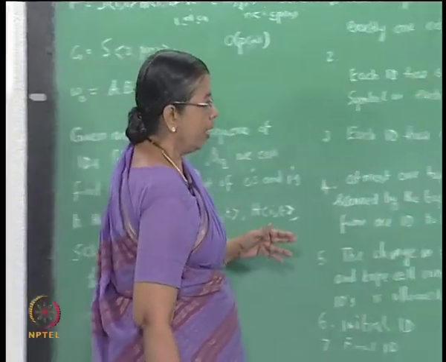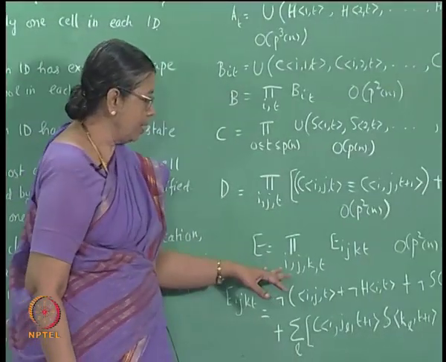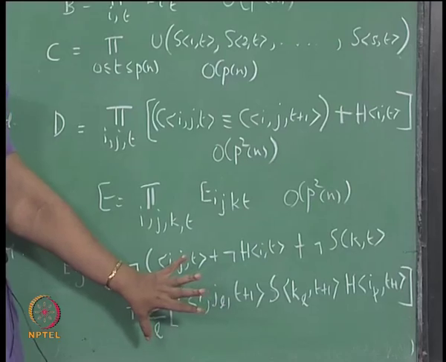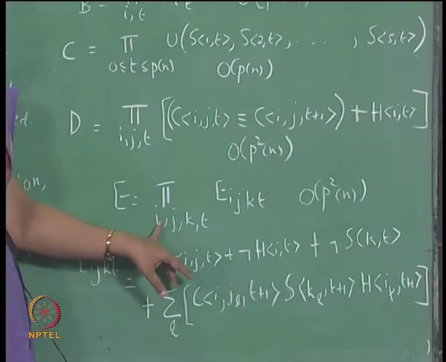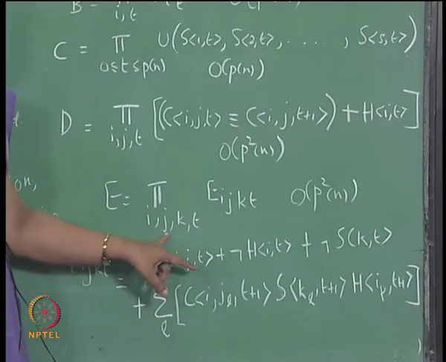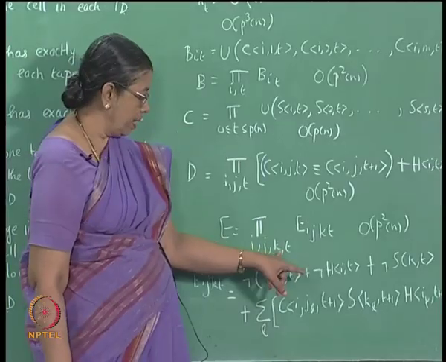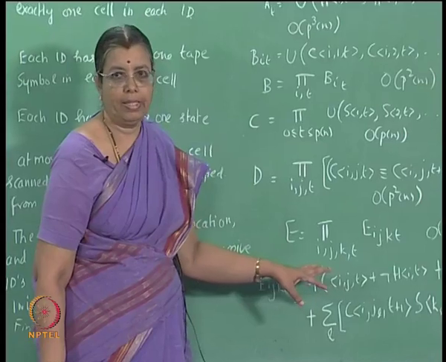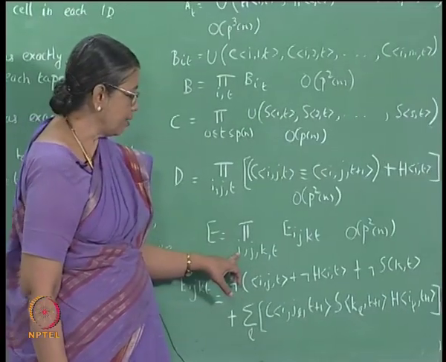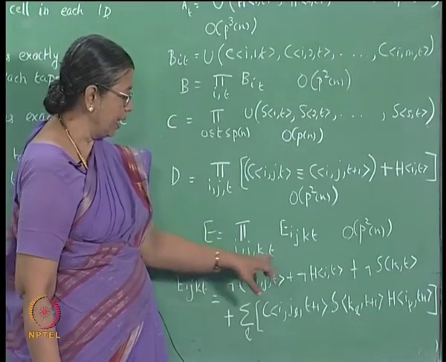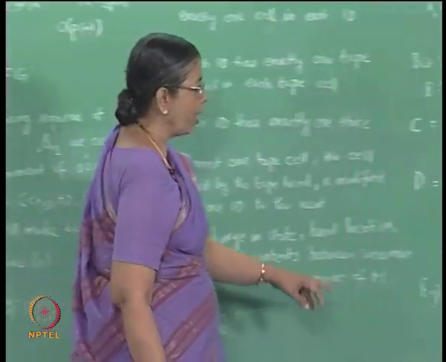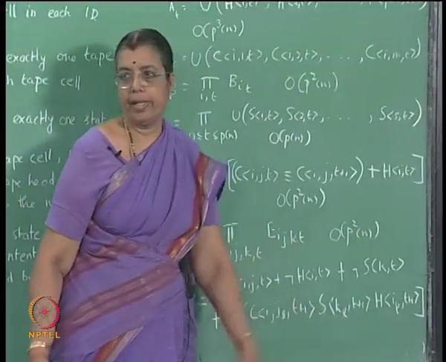Before that, the length of this expression: each one is a finite length, but it is a product over i, j, k, t. j ranges from 1 to m, k ranges from 1 to s, so they are all constant, but i ranges from 1 to p(n) and t ranges from 0 to p(n). So, the length of the expression will be order p squared(n).